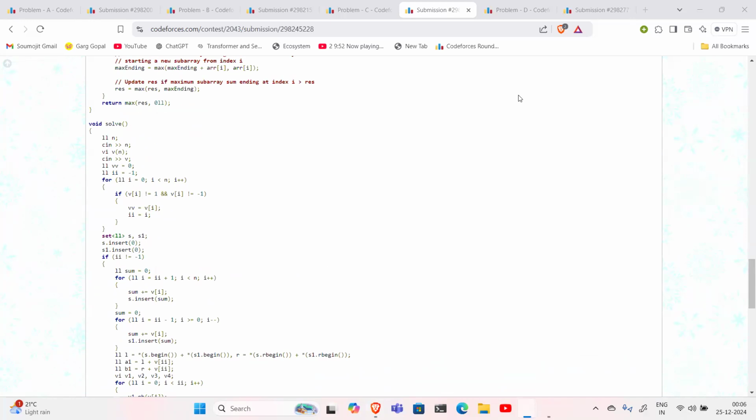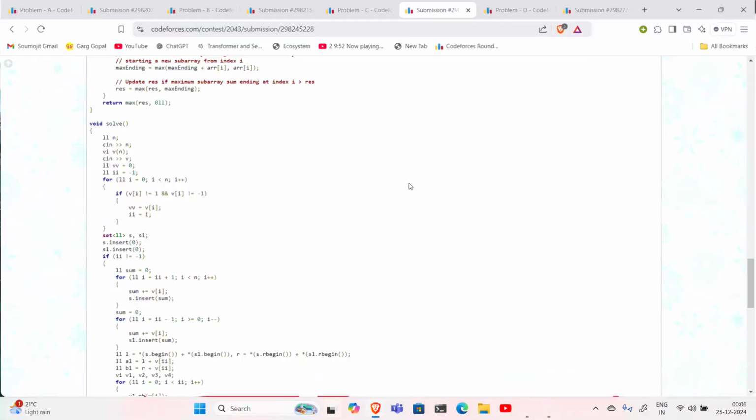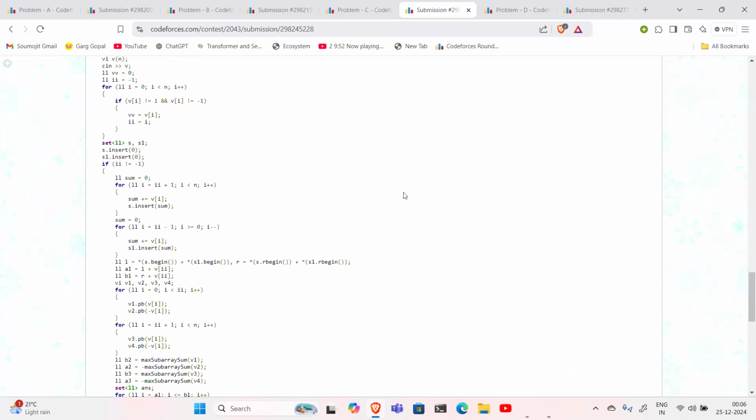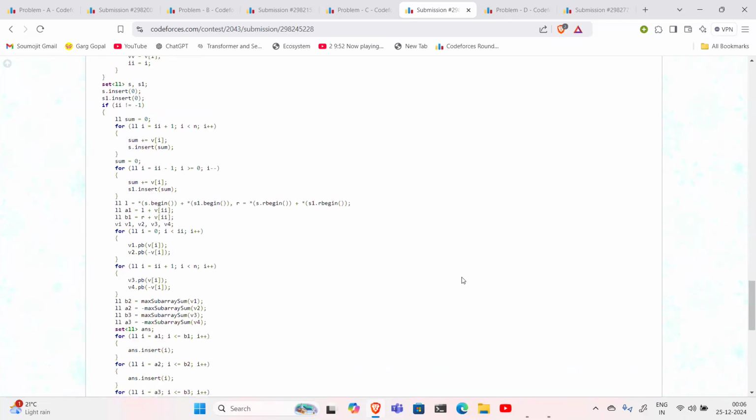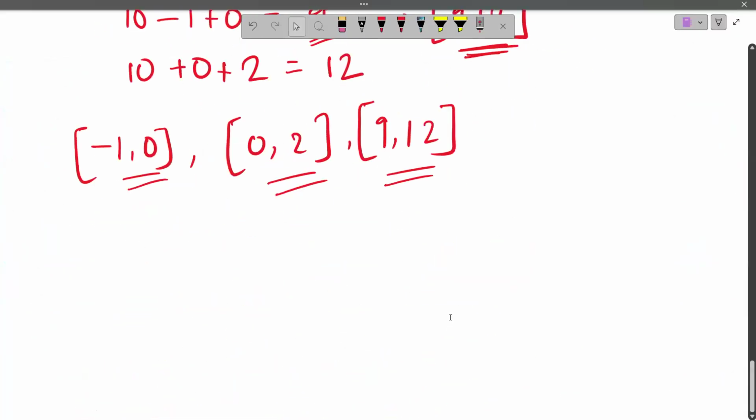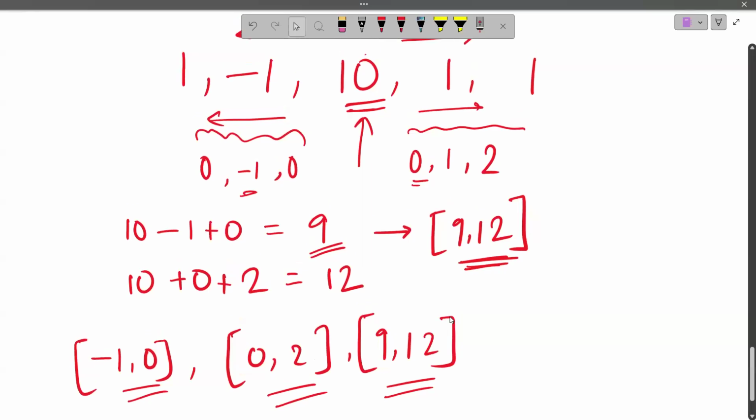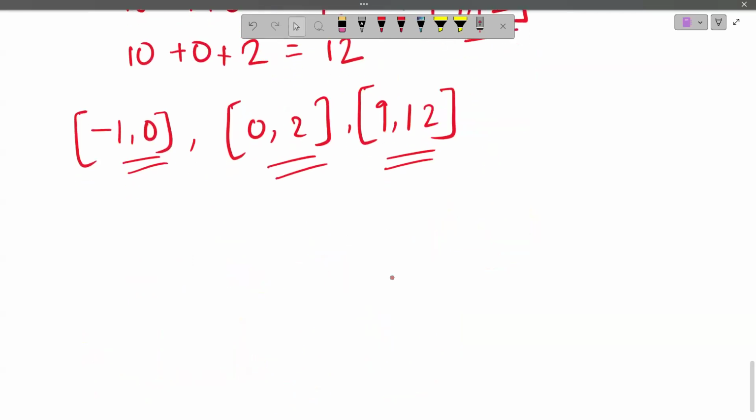Okay, what if we don't get the minimum there? Like for example, what you are showing. Yes, continue. Can you please show that example? Yeah. So, what if the indices of 1 and -1 are swapped, like our array is -1, 1, 10, 1, 1? Right, so the idea remains the same.